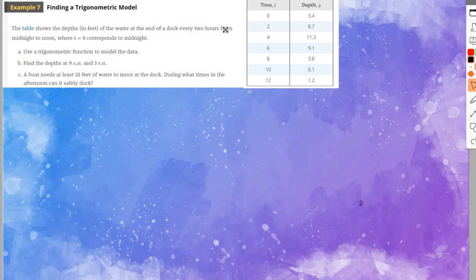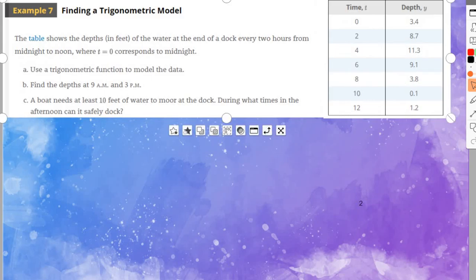Okay, so looking at this one, I'm going to make it a little bit bigger. There we go.